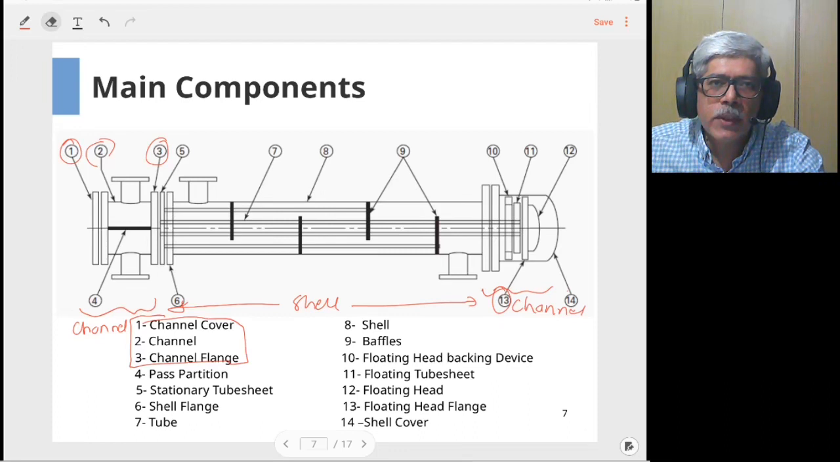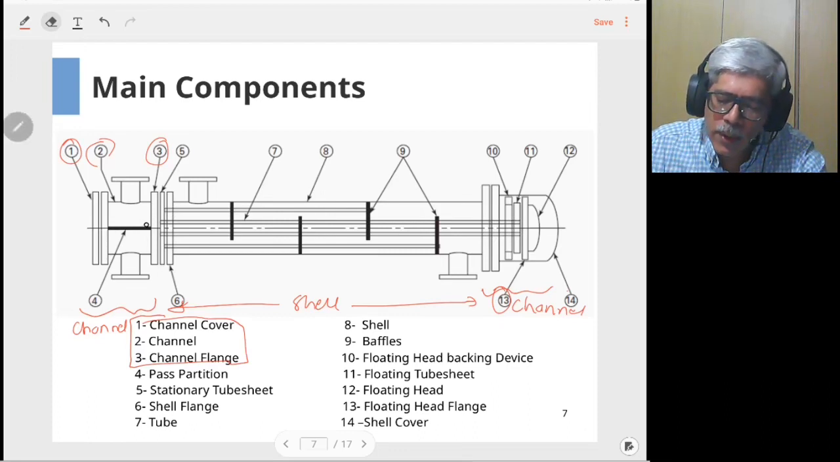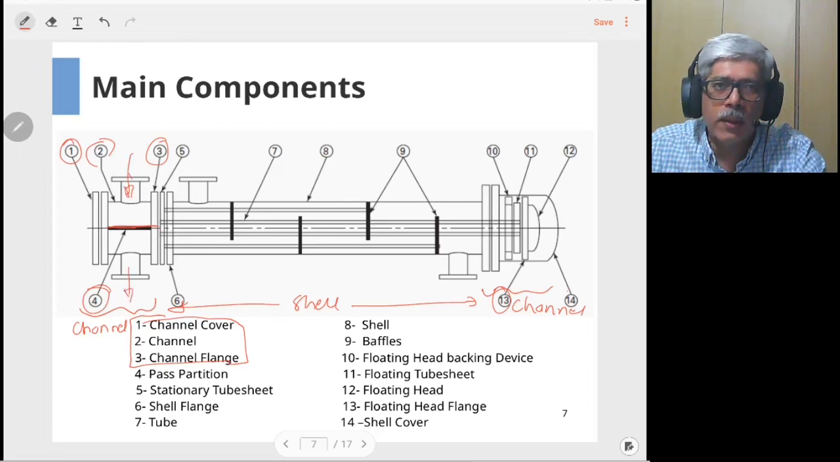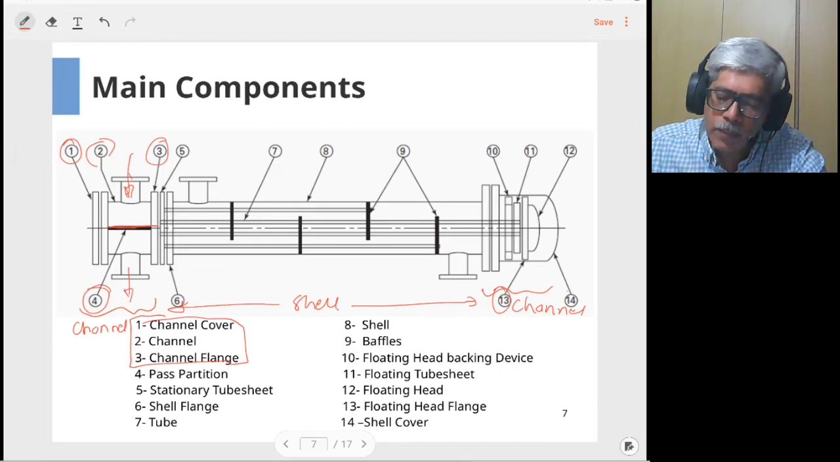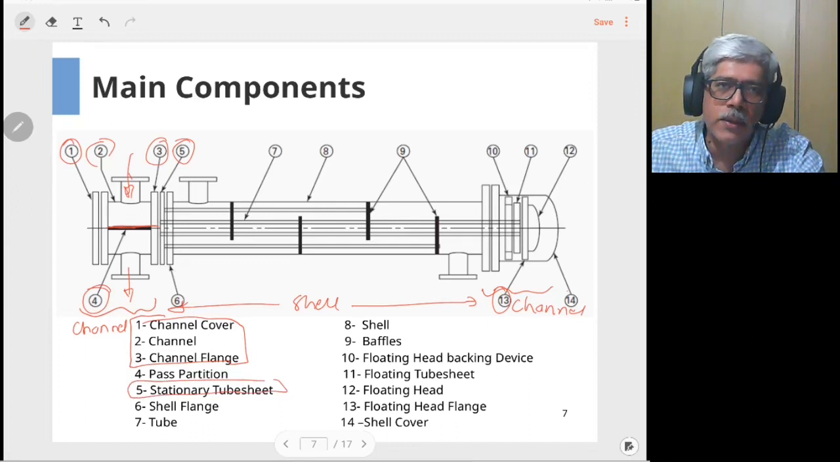Depending on the design of the tube sheet, the heat exchanger may have what is known as a partition plate. This partition plate, shown by number 4 here, separates the inlet fluid and outlet fluid if both are made to pass through the same channel. The next important part is the tube sheet, number 5. Tube sheets are of different types. Stationary tube sheets are the ones we will be discussing more in this particular session, or they are the more common.